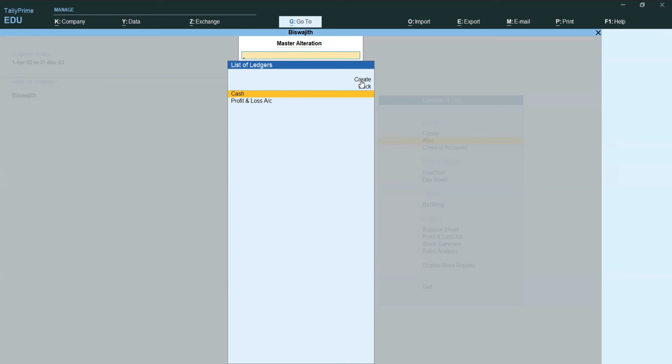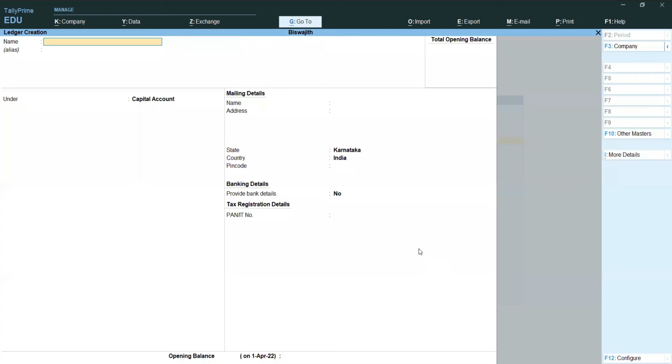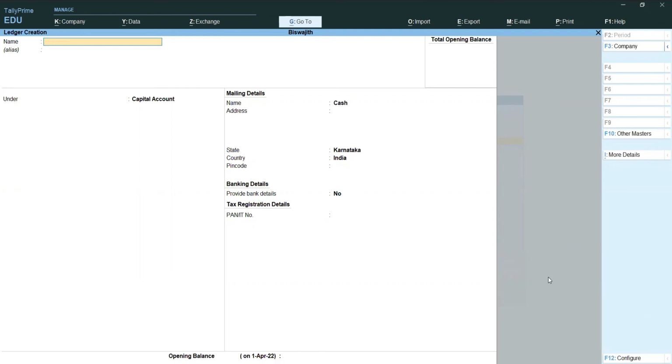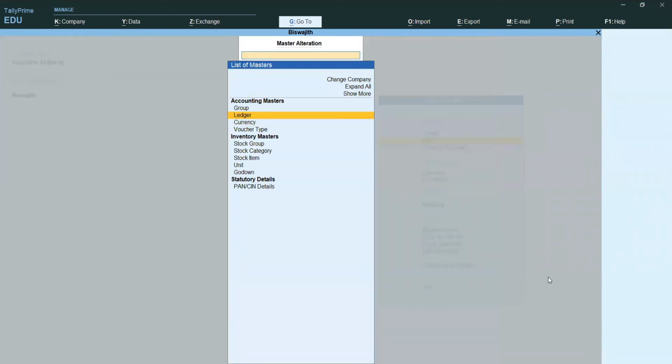For example, I am going here to create, see, the ledger creation screen is showing. Cash ledger I am creating. See, immediately it is alerting, name already exists. Already we have this name. No need to create a cash ledger. Now we can go back. If you want to go back, you can press the Escape button.